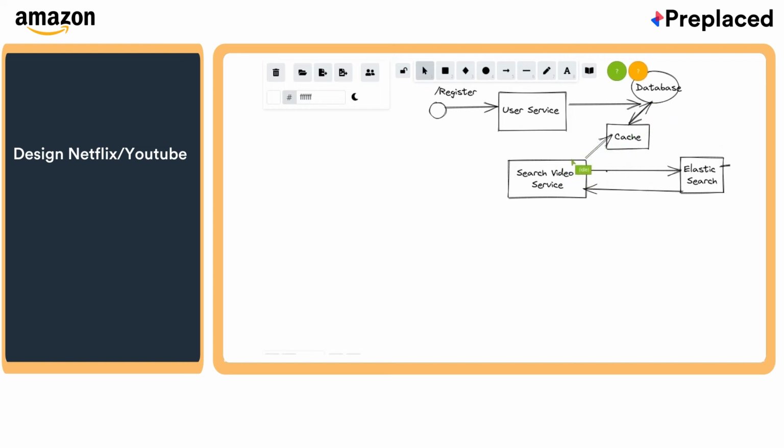Okay. So yeah, we have a cache over here from a user service database. Then we have a cache. We have a search video service. So from the searching part, I think this goes to the user, and all the results go to the user's front end.